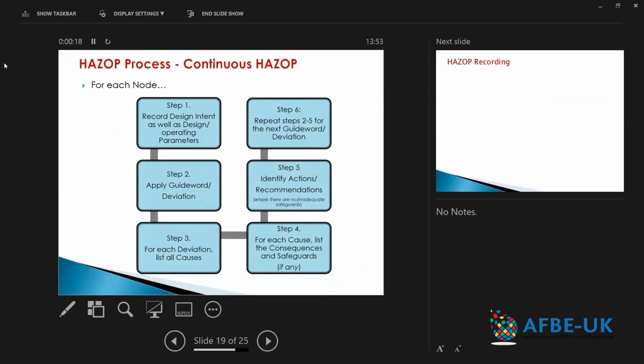Many of you have shared or done HAZOPs, so the audience is very familiar. You record the design intent. So you take each node, and for each node, you record the design intent. I'll bring up the typical HAZOP worksheet later, but you record the design intent as well as the design and operating parameters that apply to that particular node.